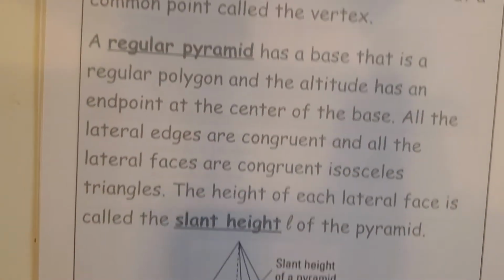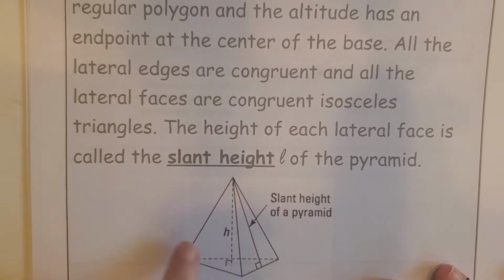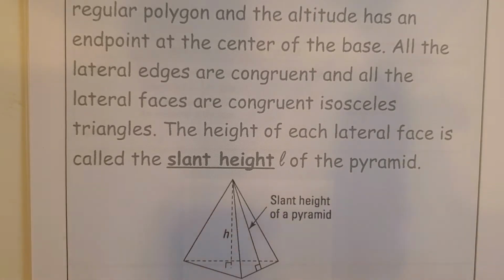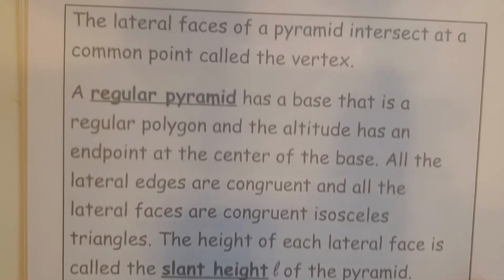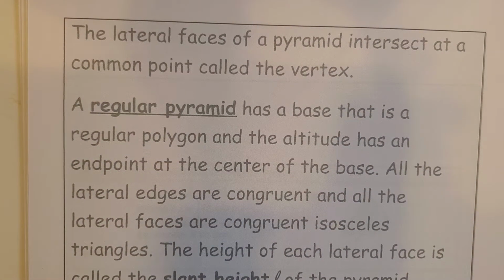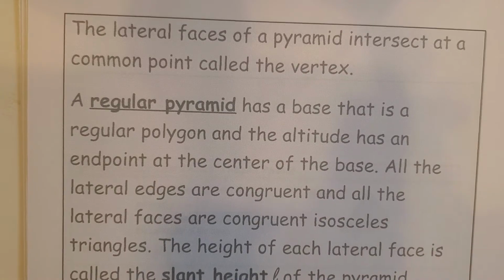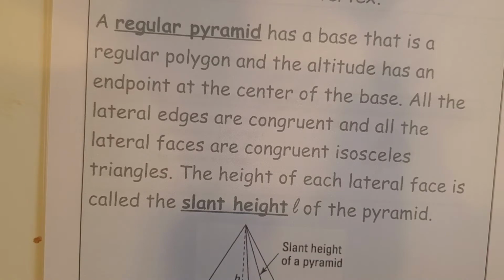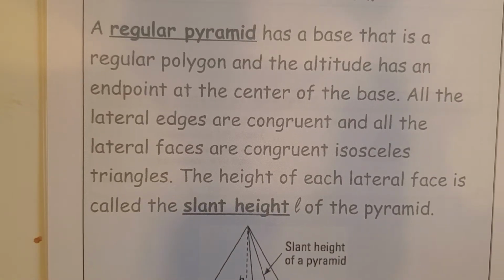The lateral faces, so like if this is your pyramid, right? The lateral faces, again, if you don't remember, are the faces of the figure, not including the base. So all the way around would be your lateral faces, and the lateral faces, as you guys can tell from the picture, intersect at a common point called the vertex, which is up here. A regular pyramid has a base that is a regular polygon, and the altitude has an endpoint at the center of the base. Pretty self-explanatory. All the lateral edges are congruent, all the lateral faces are congruent isosceles triangles.